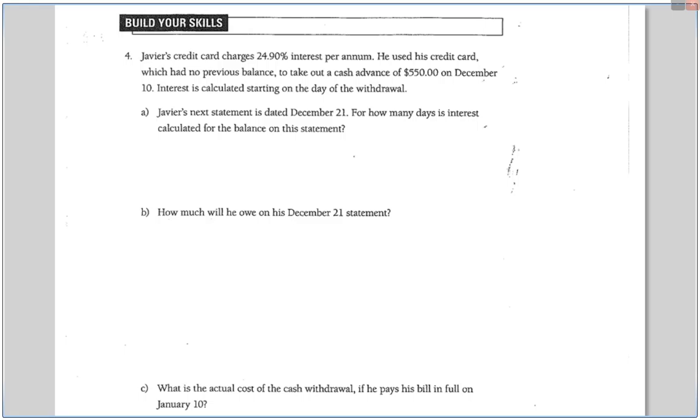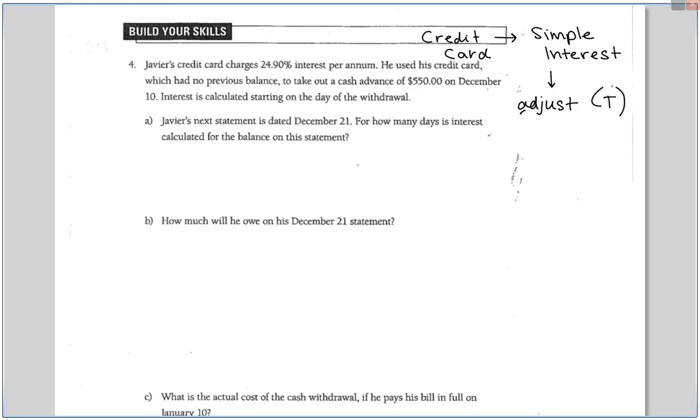Can you guys please recall that for credit card questions, you're going to use the simple interest formula. All you need to do is adjust the t in the formula. Usually it's going to be given to you in days. You're going to have to divide by 365 to get it into years. Okay, so let's see what this young man, Javier, has: a credit card charge of 24.9% interest.